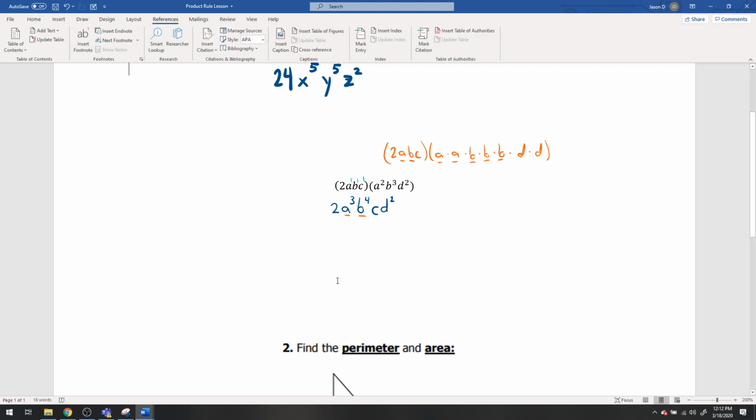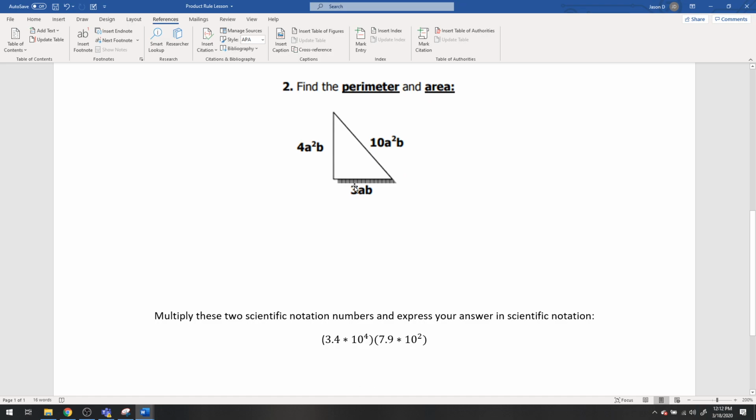Moving on, we're going to try an application of this that's a little bit more geometric, finding a perimeter and area of this triangle. Keep in mind, perimeter is adding together all of the 3 sides, and area has a formula for it. The area of a triangle is equal to 1/2 base times height. With that reminder, again, pause the video and see if you're able to find both the perimeter and the area of this triangle.